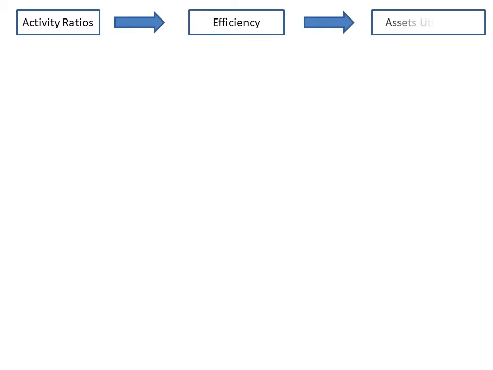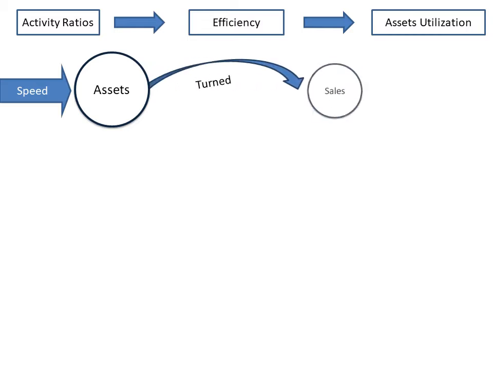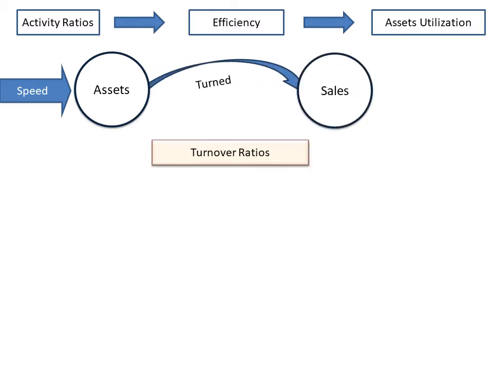Activity ratios help us in examining the firm's efficiency in using its available assets. These ratios indicate the speed with which assets are turned into sales. Therefore, these ratios are also called turnover ratios. These ratios are calculated from the information available in the profit and loss account and balance sheet.